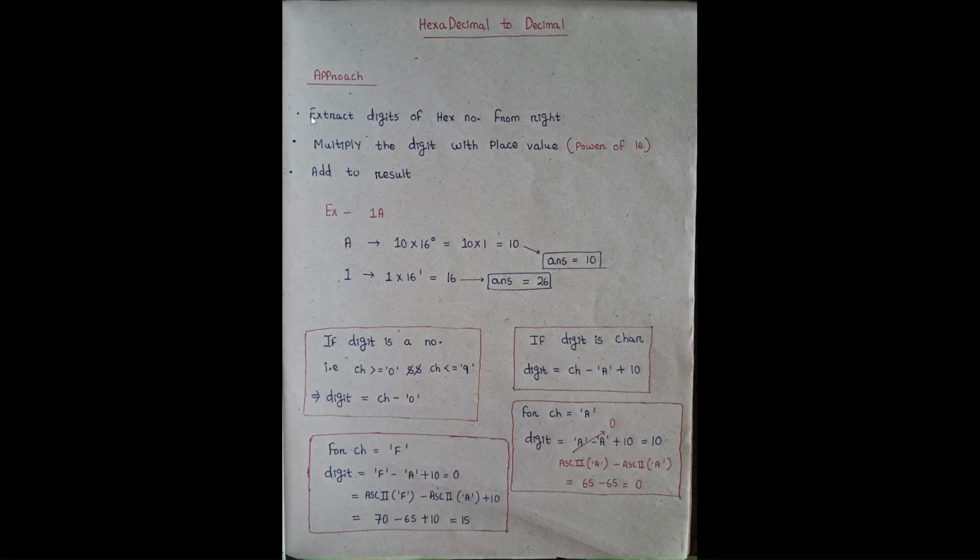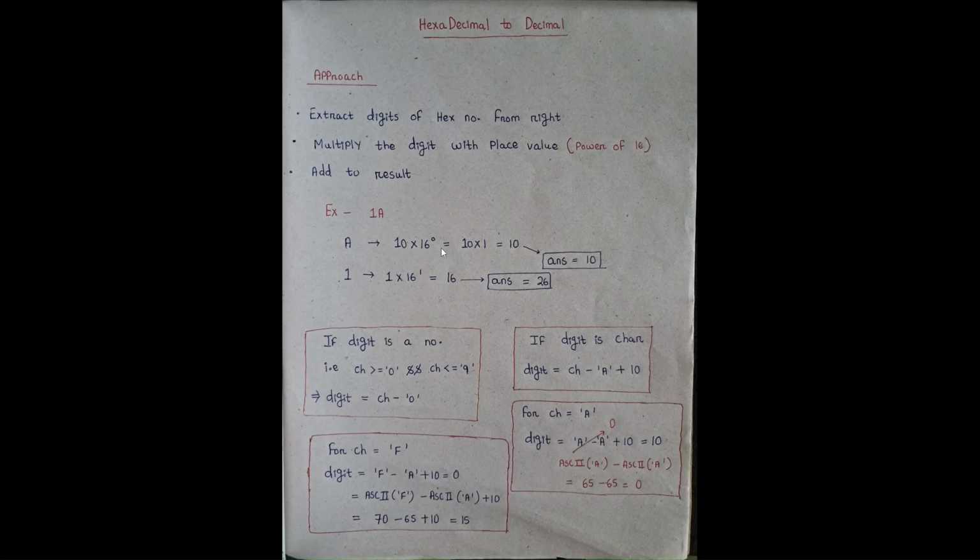Our approach is, first, extract the digits of the hexadecimal number from right to left, then multiply the digits by the place value, that is a power of 16, and add it to the result. If we consider an example, we have a hexadecimal number here, 1A. A refers to 10 in hexadecimal, so A is equivalent to 10. So we have 10 for that particular digit.